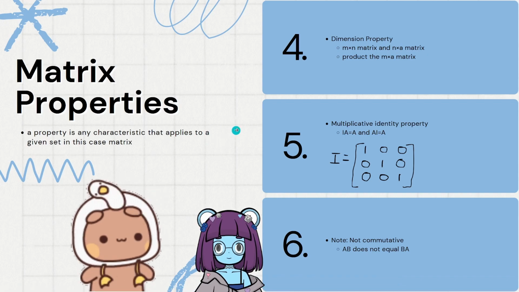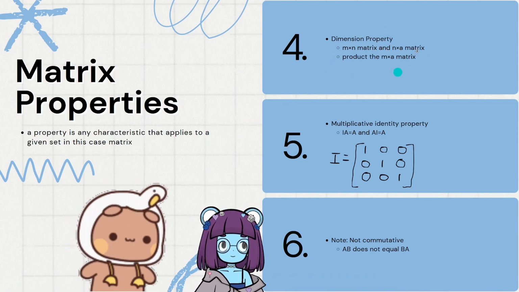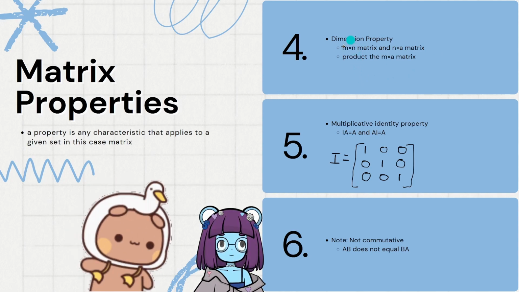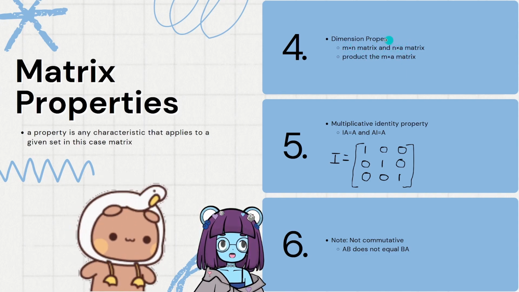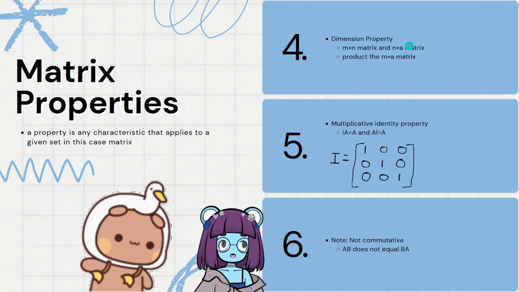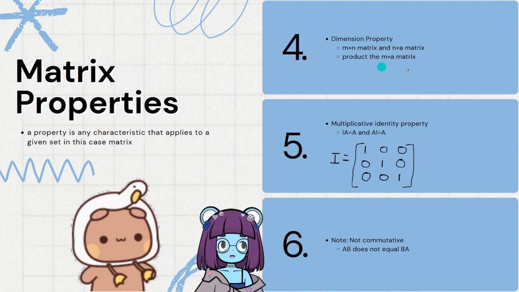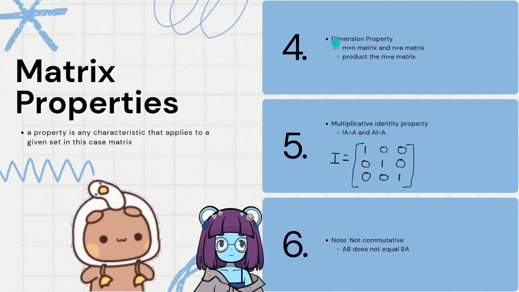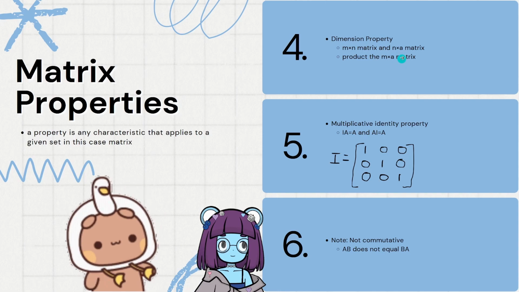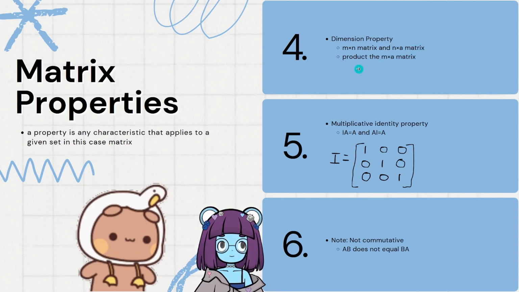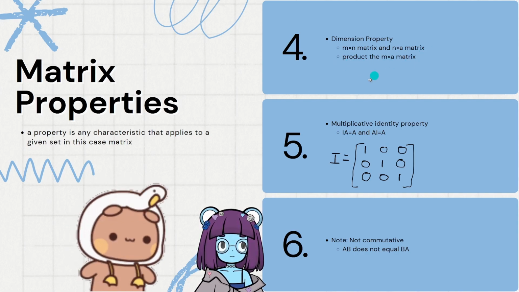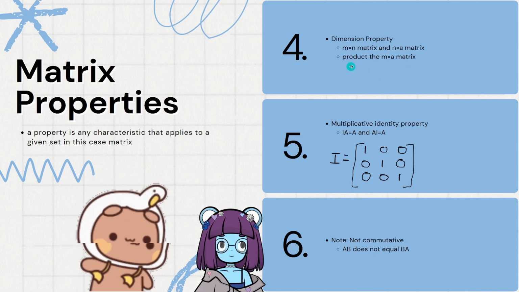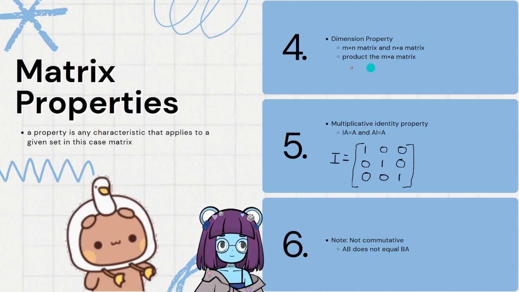And here are some more properties. So we have the dimension property. As I have mentioned earlier, the columns of the first matrix, which in this case is n, has to equal the rows of the second matrix, which in this case is n. However, you can also check the product, the answer, the result. So the product should equal the number of rows of the first matrix by the number of columns of the second matrix. So if your answer to a matrix multiplication question does not equal this, you probably made a mistake. Actually, you made a mistake. There's no probably. This is a property, so it holds up to all cases.